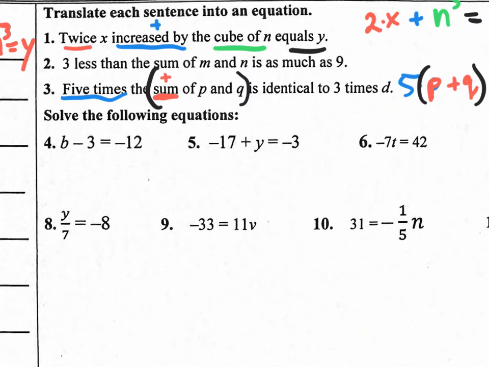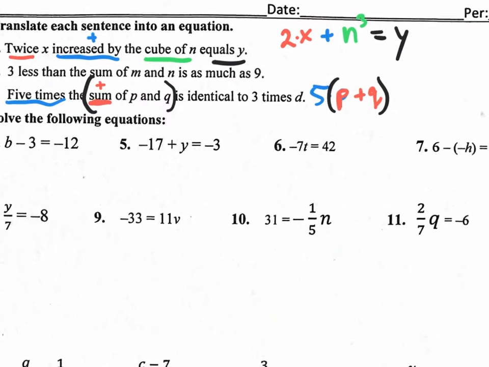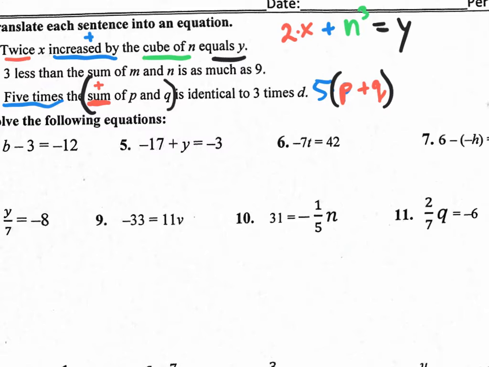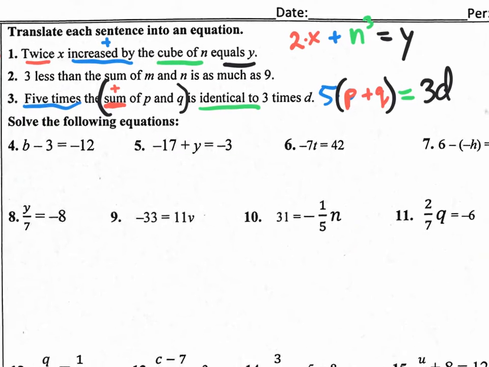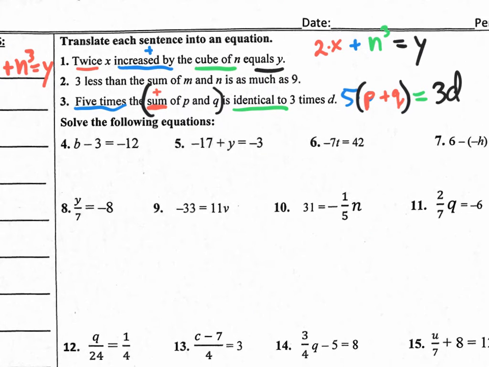So 5 times the sum of P and Q is identical. What does that mean? Is identical to. It means equals. So 5, parentheses, P plus Q, close parentheses, equals 3 what? 3D. 3 times D, 3D. So there's your answer for number 3. Please watch this again so you can get this right on tomorrow's quiz.